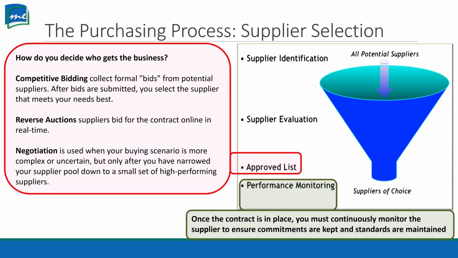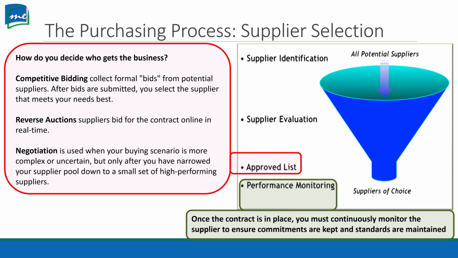So you'll have an approved list once you get through your evaluation, and you can send out, depending on what you're sourcing, either you're doing competitive bidding, where you're asking for suppliers to send in a bid, or you can do a reverse auction, so they can bid online in real time, or you can negotiate.